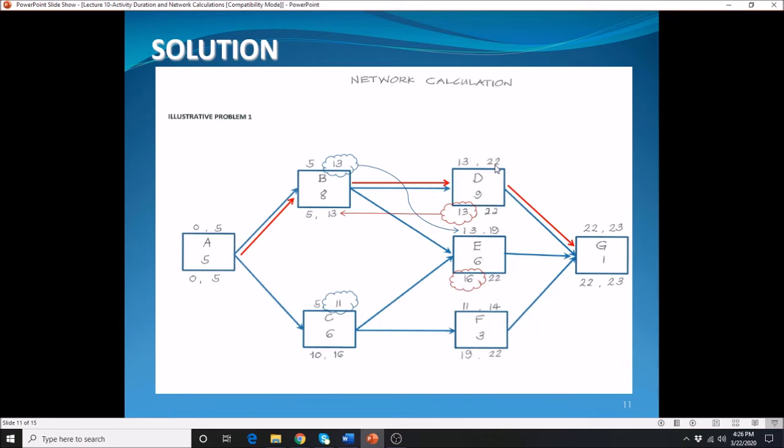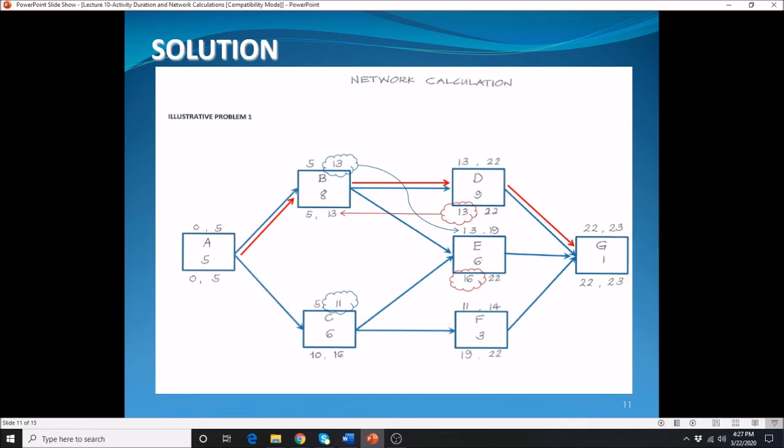So we have here 22, 19, and 14. So we are going to carry over whichever is the maximum. The maximum here is 22. That's why we brought it here, 22. So 22 plus 1 will give you 23.